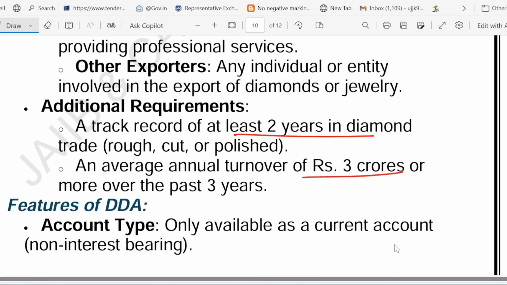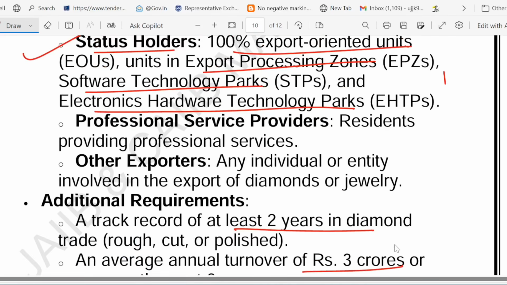Remember, questions are directly asked. So annual turnover of 3 crore for past 3 years and minimum 2 years in diamond trade. So they can operate, but it is not for whom? Not for regular business and non-exporter or new startup.